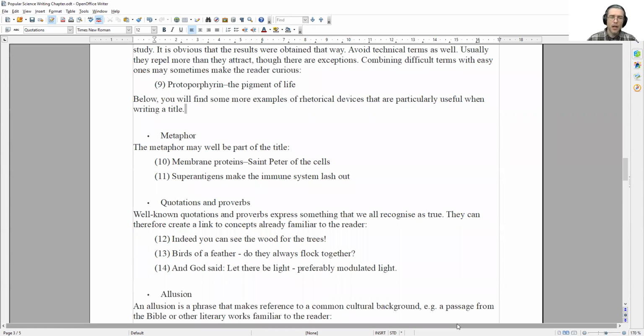Quotations and proverbs. Well-known quotations and proverbs express something that we all recognize as true, or that is generally colloquially perceived to be true. They therefore create a link to concepts that are already familiar to the reader, because one of the major objectives of any journalistic text is to bring the reader in, to guide the reader into complex concepts that they might not be familiar with, to ease them into an understanding of, in this case, the science behind whatever subject is being addressed. Birds of a feather, do they always flock together, as an example.